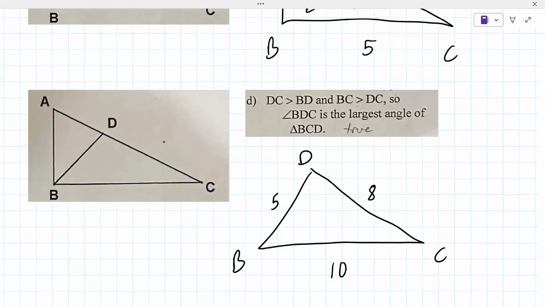So then the largest angle is the one across from the largest side. That is true. BDC, B to D to C, is this one up here. That is the largest angle. Largest angle is across from largest side.